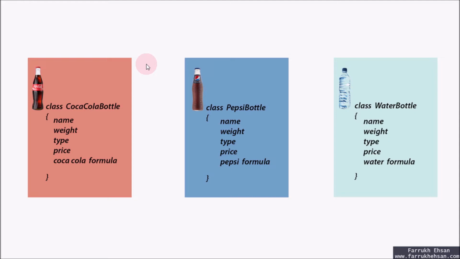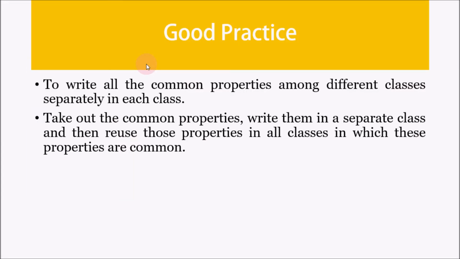Then you will be creating a class for the Pepsi bottle. And in the last, you're going to create a class for the water bottle with the properties that you have got from the requirements. Now, after creating the classes, if you focus on all these classes, you will understand that there are some properties which are common among all these three classes, like name, weight, type, and price. Coca-Cola has the same properties, the Pepsi bottle has the same properties as well, and the water bottle has the same properties as well. So, now what is the good practice?